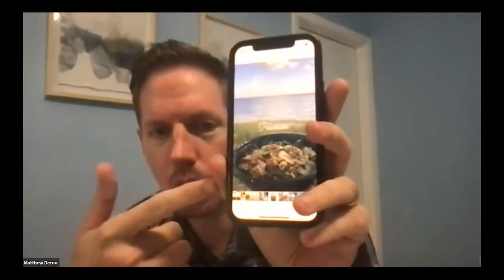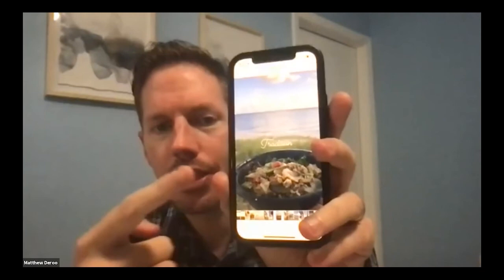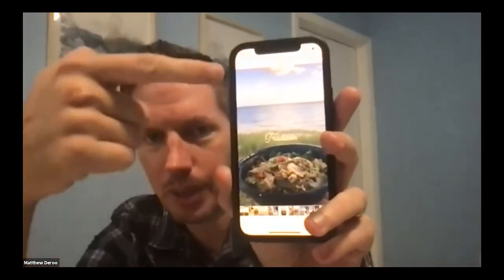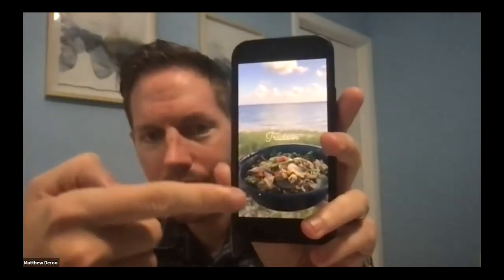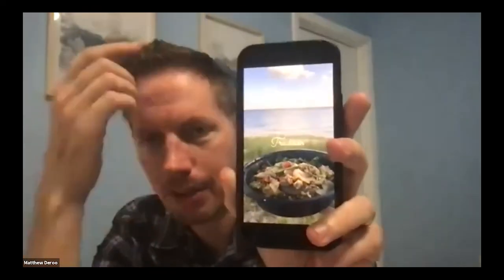So there's a cultural element of the noodles. There's the way that I framed the picture. So we have the sky, we have the sea, we have the seagrass, we have the food, and we have the tradition above it, right?